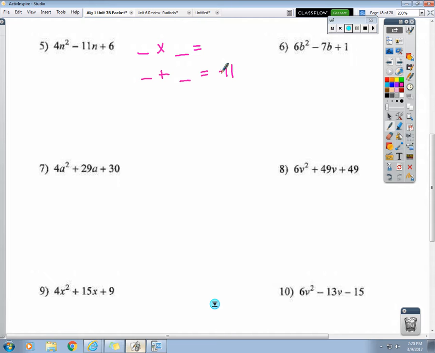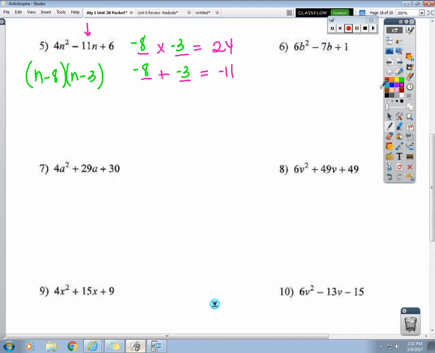Negative 11. You're still adding to get your linear coefficient. And then this time, though, instead of just multiplying to 6, they have to multiply to 24. 6 times 4. And what numbers do that? Okay, so now I have n minus 8, n minus 3. Why is that not the final answer?